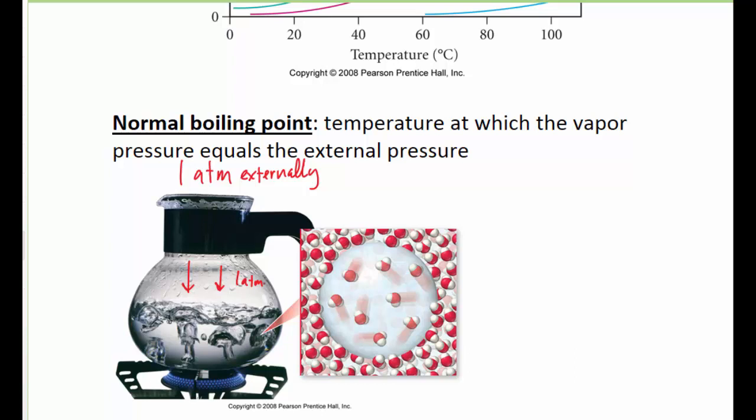Now, bubbles down here will only start to form when they have enough pressure inside of them to be able to not collapse from the external pressure. So we need 1 atmosphere of water vapor on the inside of that bubble. Okay? And that only starts to happen when we reach, for water, 100 C, the temperature required to get enough kinetic energy for 1 atmosphere bubbles to form.